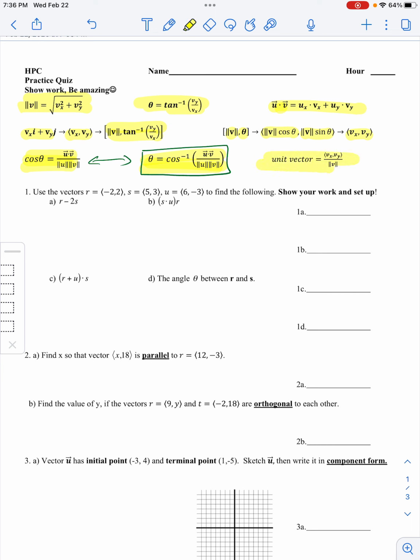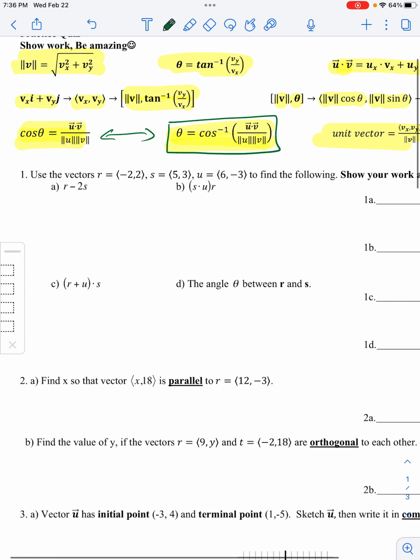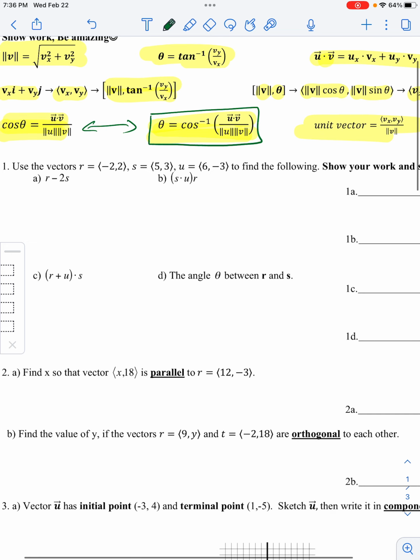So those are going to be on your actual quiz also, so those are not things you need to know off the top of your head. You just need to know what they are, when to use them, and so on. So I'm going to go through this pretty fast, which probably means I'll make mistakes, but I'll try really hard not to. So use the vectors to find the following. Show your work and your setup.